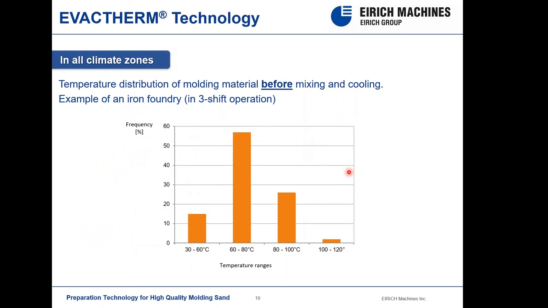Now let's talk a little bit about the cooling of the sand. This is a graph that shows that after some sand cycles, especially in three-shift operation foundries, we have a distribution of very hot sand, where more than 50% of the sand is between 60 and 80 centigrade, and the next size, 25% of the sand, is between 80 and 100. As you see, we would like to be around 42 centigrade. So in order to do that, we need to cool the sand.